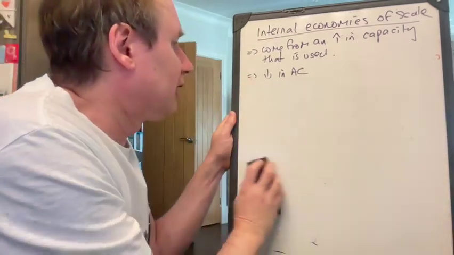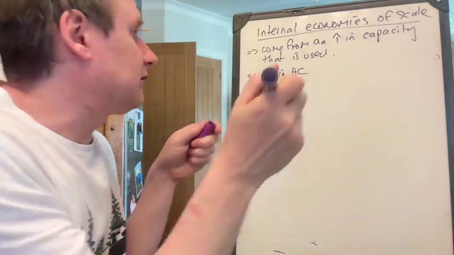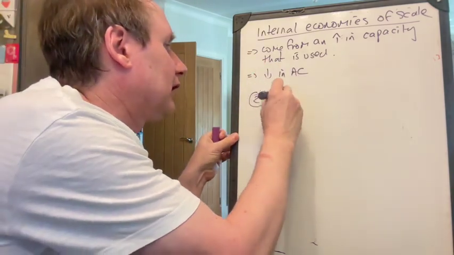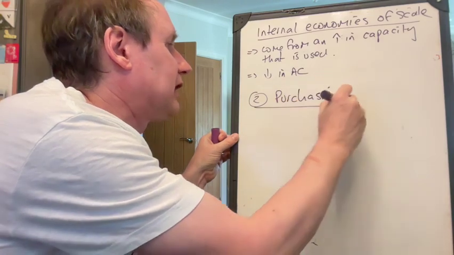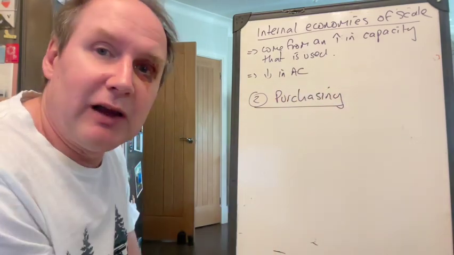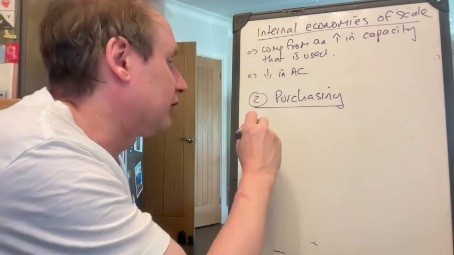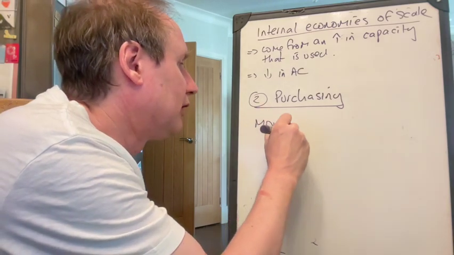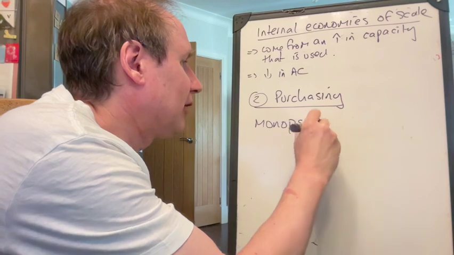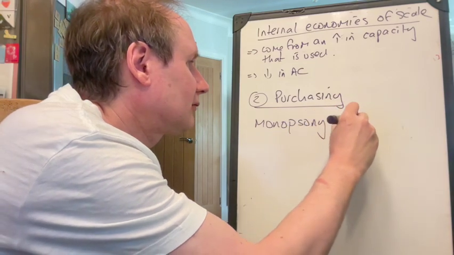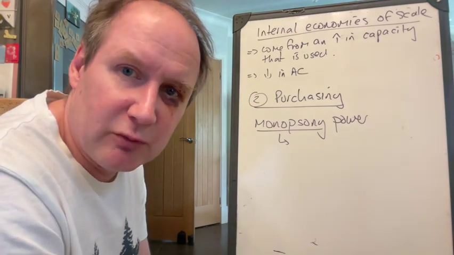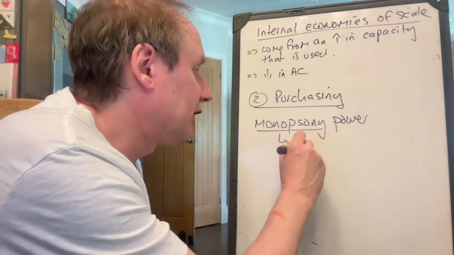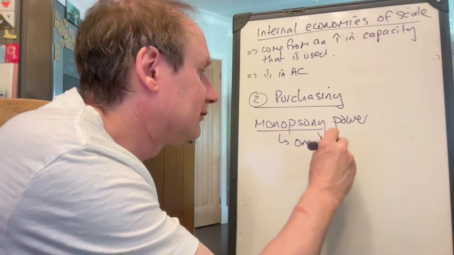Other economies of scale are slightly more obvious. So, secondly, you have purchasing economies. This is the idea that big firms place big orders. They have what's sometimes called monopsony. A monopsony is basically, monopoly is where there's one seller. Monopsony is where there's one buyer.